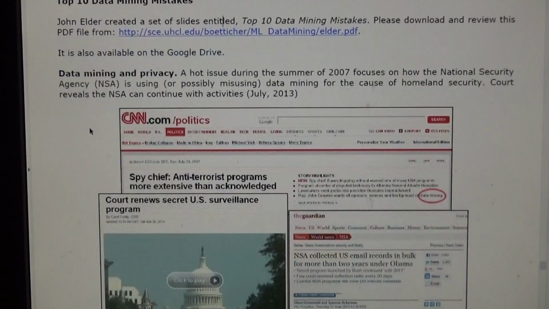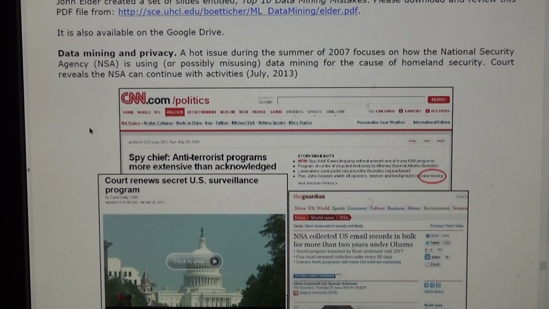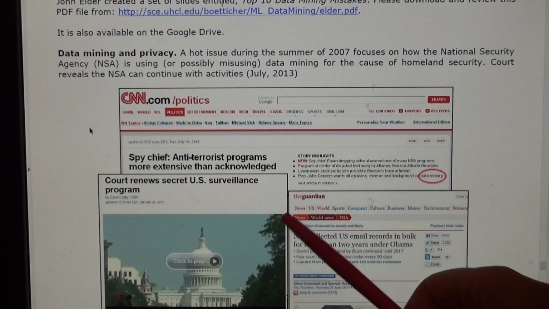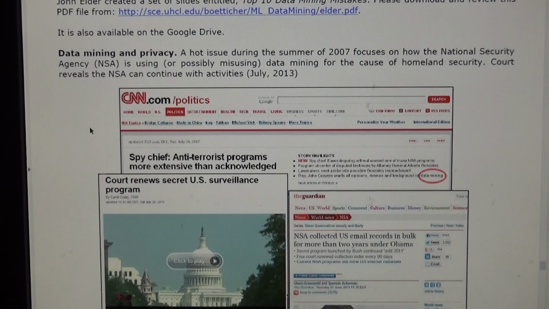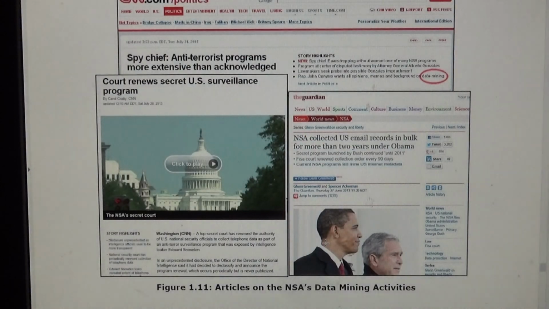One issue is data mining and privacy. Violation of privacy is happening more and more, and you hear about the recent politics between President Trump and Hillary, how they eavesdropped on each other. On a personal basis, as a citizen of a country, there's a danger of the government using data mining to track its citizens in a very inappropriate way. So we have renewed secret U.S. surveillance programs, the National Security Agency collecting U.S. email records, some pretty scary stuff going on there.